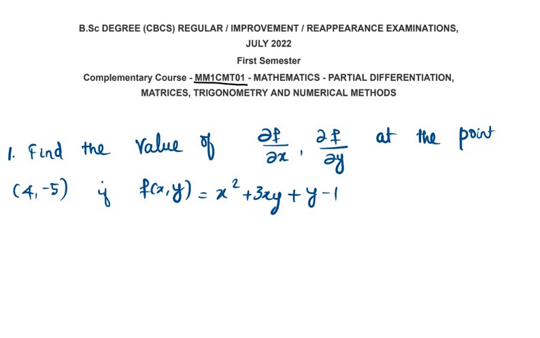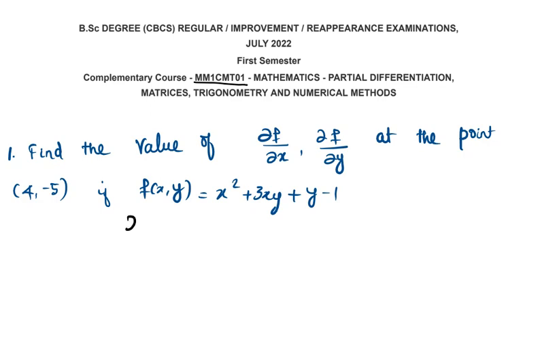So let us solve some questions which are in part A of July 2022 and it is in first semester. So the first question says find the value of dou f by dou x, dou f by dou y at the point 4, minus 5 if f of xy is equal to x square plus 3xy plus y minus 1. So first we are given the function in terms of xy.